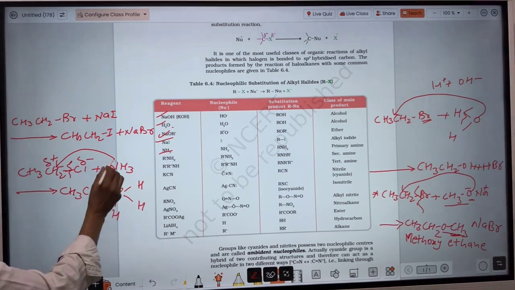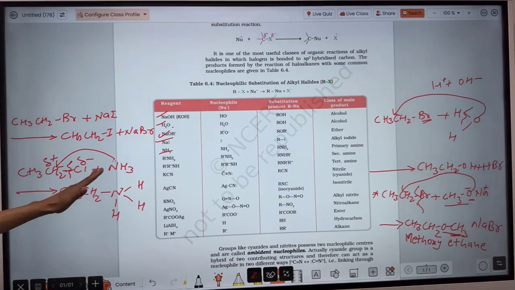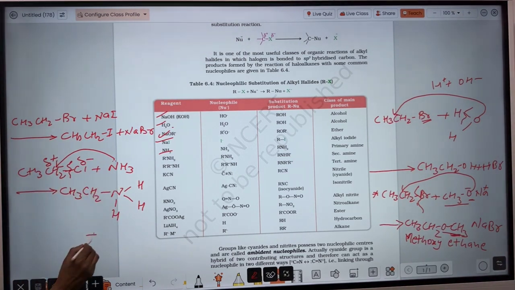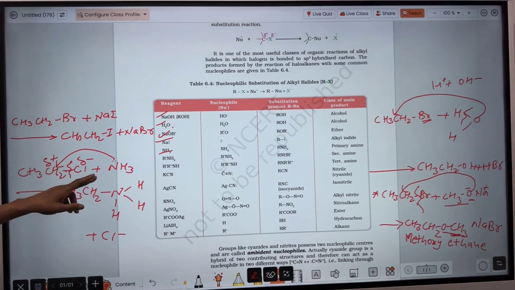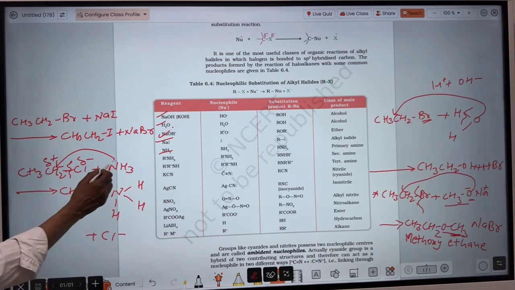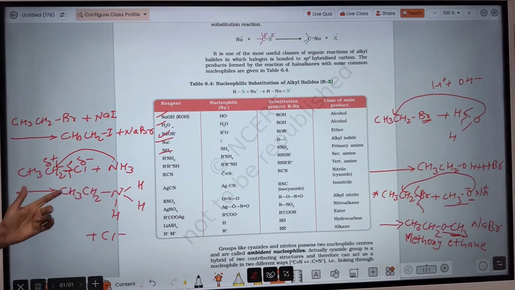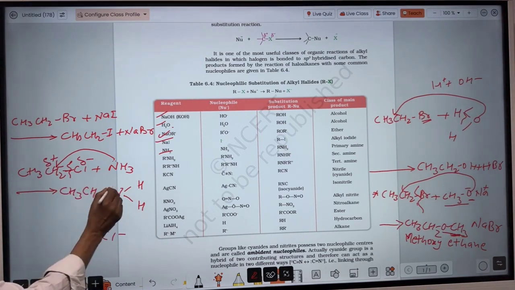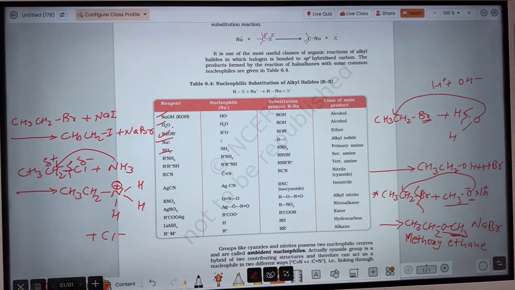Once the chlorine goes from here, it will take its own electron as well as the electron of carbon also. So there is a positive charge on this carbon atom. Nitrogen will donate one electron to this carbon atom, and through the other electron it will form a covalent bond. So for this nitrogen there is loss of one electron. That's why one positive charge will appear on the nitrogen.